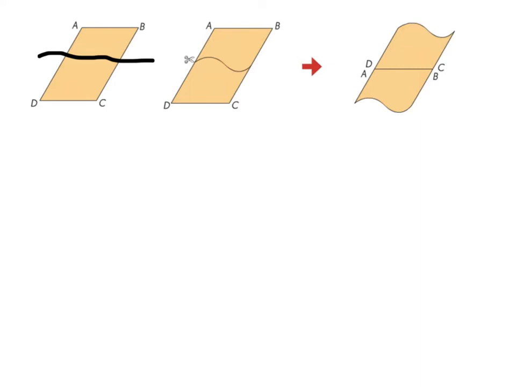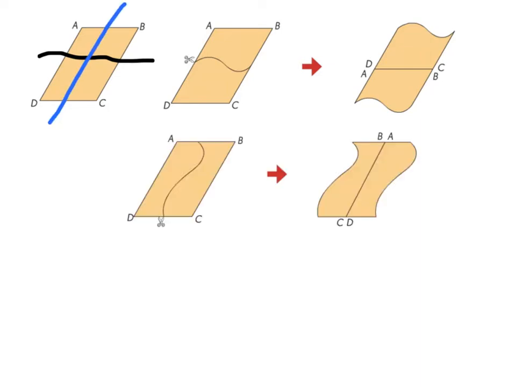Let's try this cutting along this side. If we cut the parallelogram vertically and then slide the two pieces so that AD and BC are matched up, we can say that the other pair of sides is also of equal length. Therefore, we can say that the opposite sides of a parallelogram will always be of equal length. Now let's look at the angles.